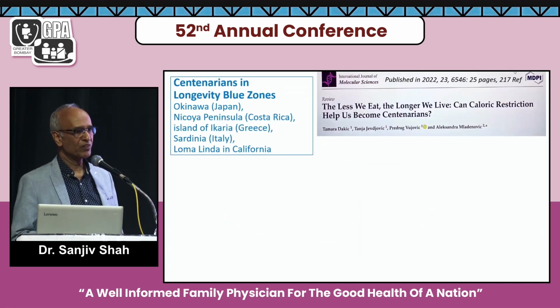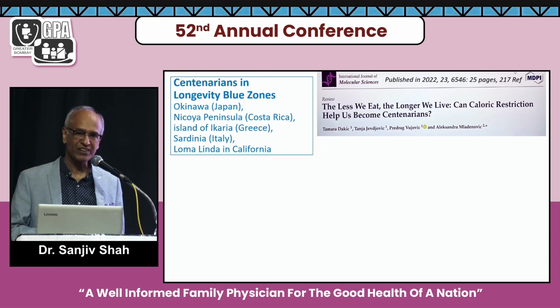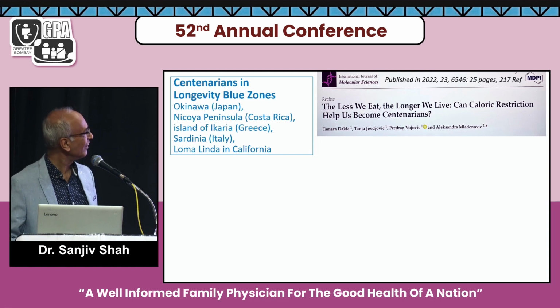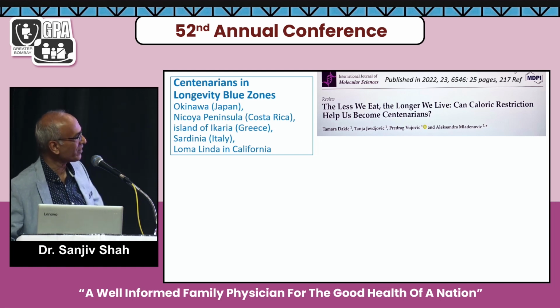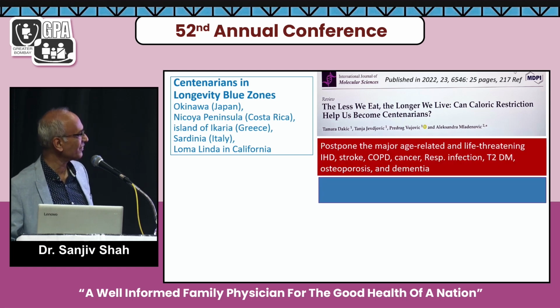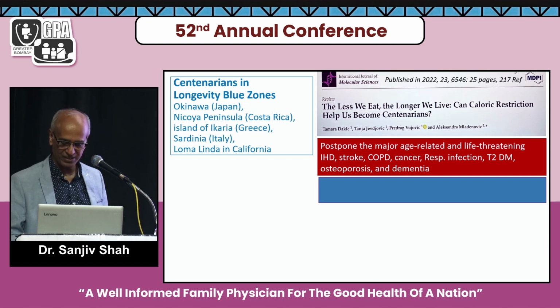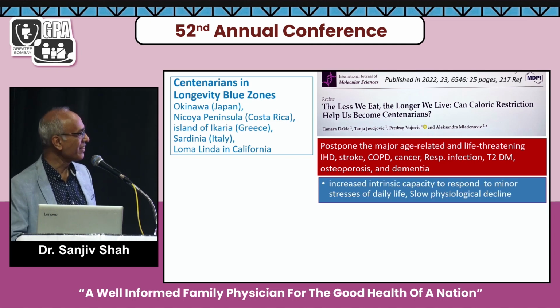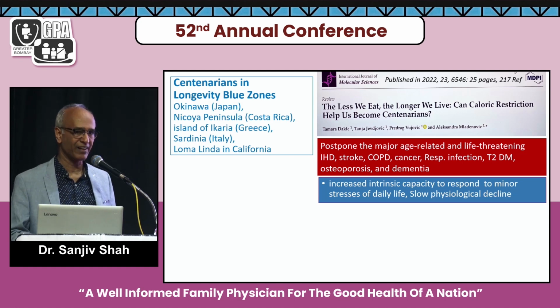Longevity, blue zone, 5 locations in the world where there are centenarians living more than 100 years. Okay, these are the 5 locations. If you study their lifestyle, why are they 100 years? They have postponed beyond 80 IHD, stroke, cancer, infection, diabetes, and dementia. Increase intrinsic capacity to respond to minor stresses of daily life. That results in slow physiological decline.